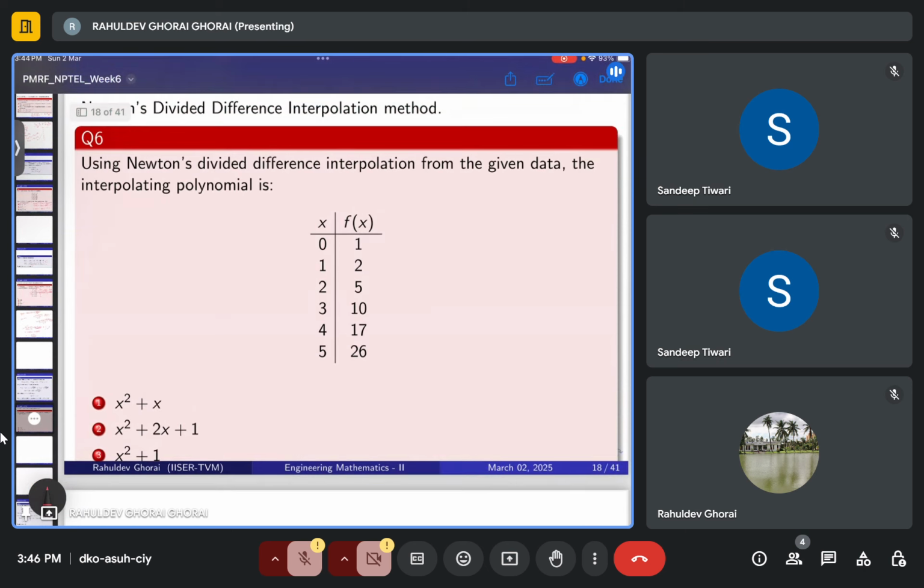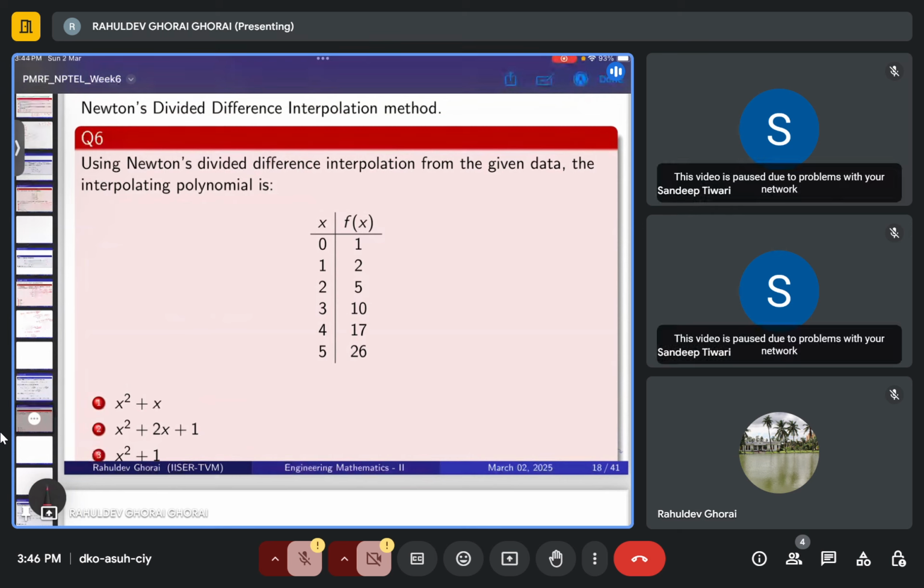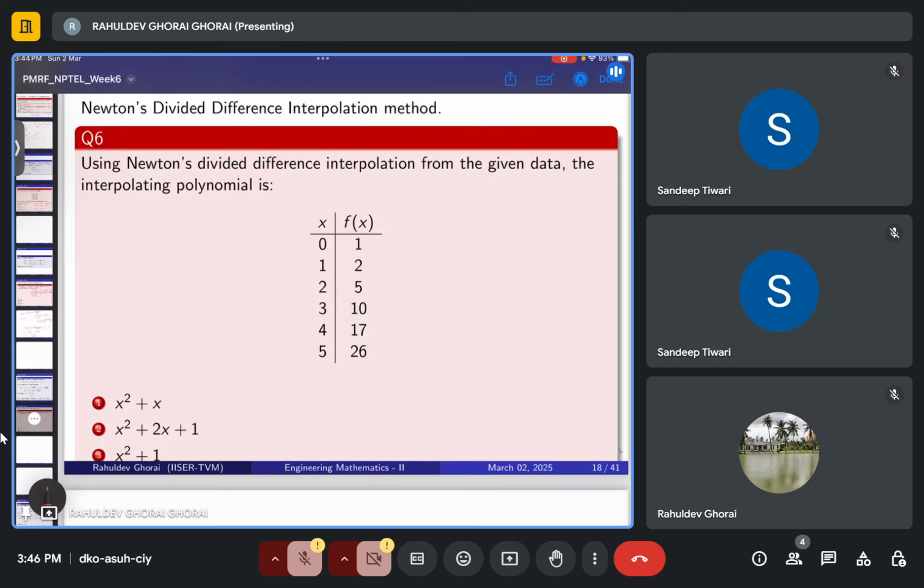This is using Newton's divided difference interpolation form of the given data. You have to find the interpolating polynomial. What is the interpolating polynomial? For all this, first of all, you need to remember the formula. Then everything will be very easy. But remembering the formula is not easy, at least for me, it's not easy.